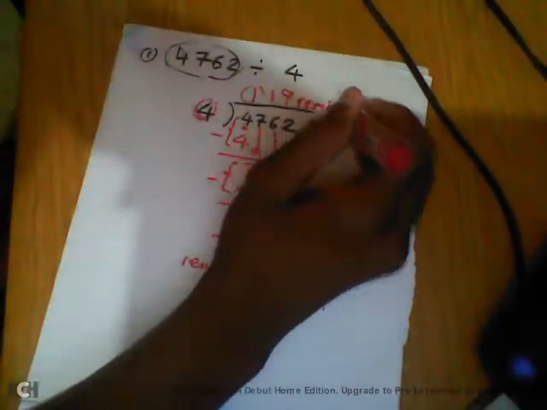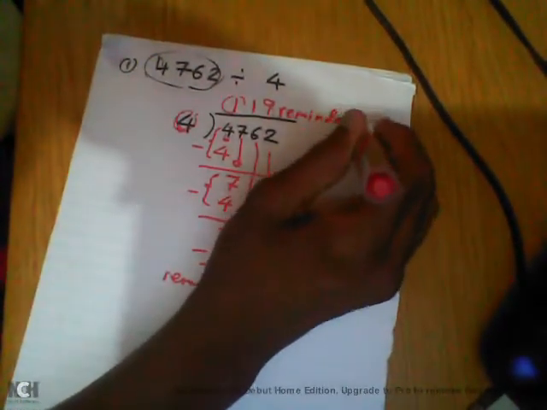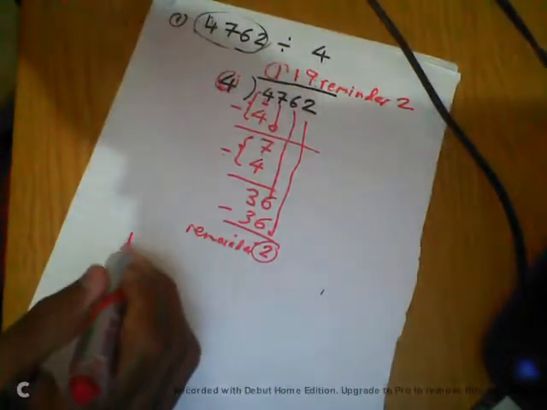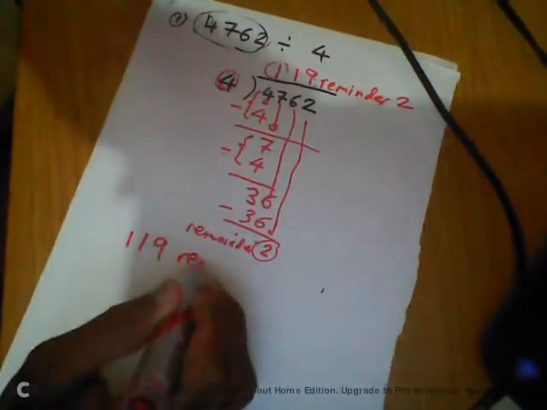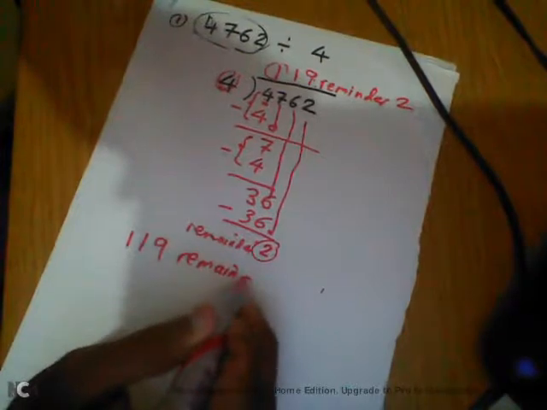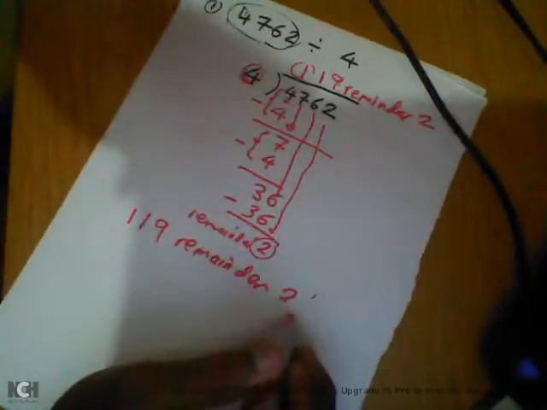So this is our answer, 119, and our remainder equals 2. So we're going to say 119 remainder 2. So our answer is 119 remainder 2.